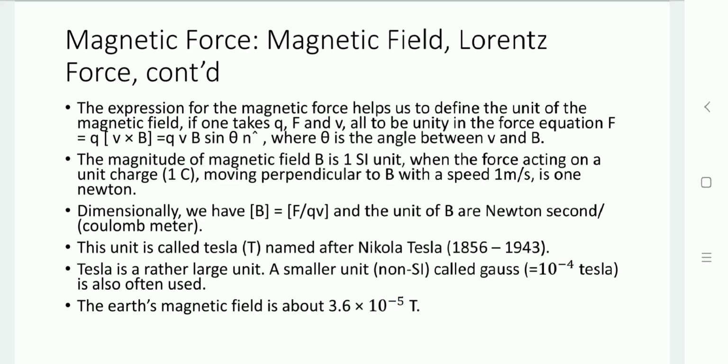This is the unit of the magnetic field, also known as the Tesla, T. So Tesla is the SI unit of the magnetic field. But Tesla is a larger unit. For a smaller unit, we use Gauss, which is a non-SI unit, and 1 Gauss equals 10 raised to minus 4 Tesla. Earth's magnetic field is of the order of 10 raised to minus 5, that is 3.6 into 10 raised to minus 5 Tesla.